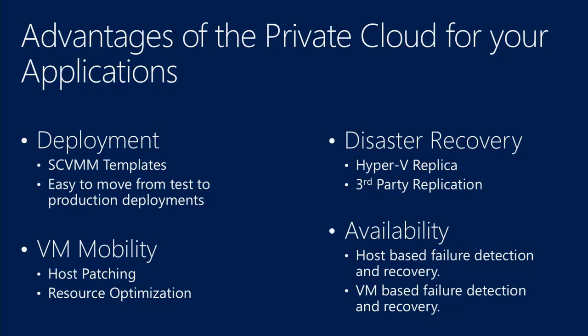Mobility. One of the things that can be a challenge with applications is patching the operating system. When you take a virtual machine and put it on a Hyper-V system, you can patch the host by moving the virtual machine around. You can also use Hyper-V Replica or third-party replication services to take that virtual machine and create replicas at disaster recovery sites.